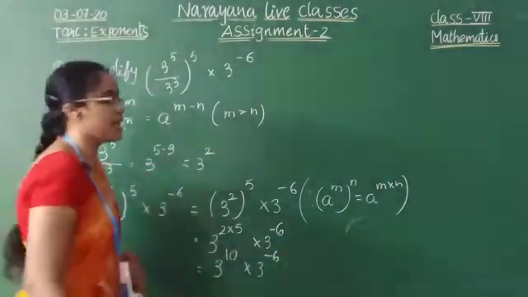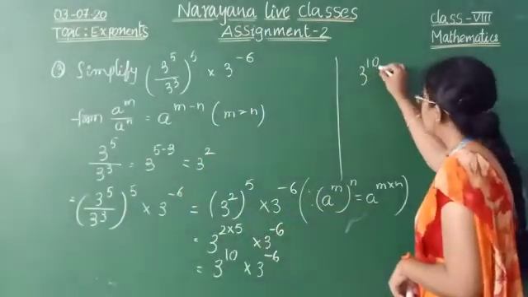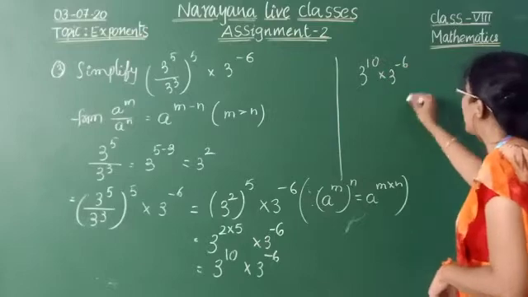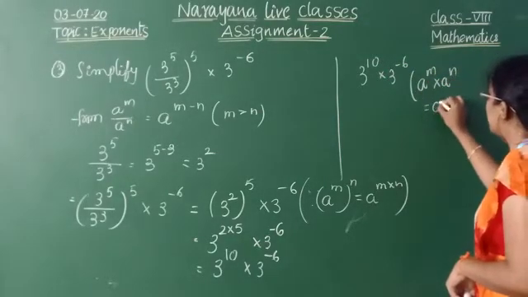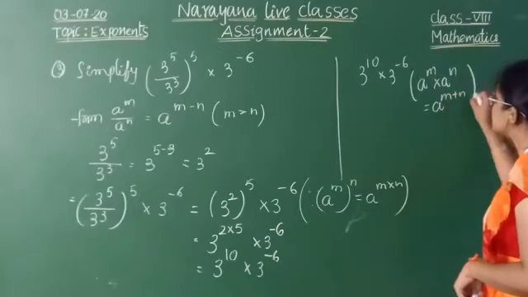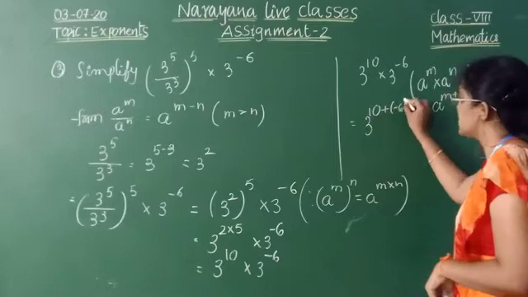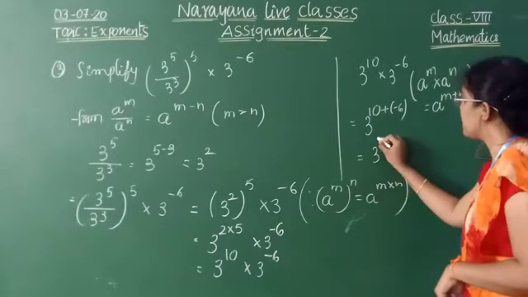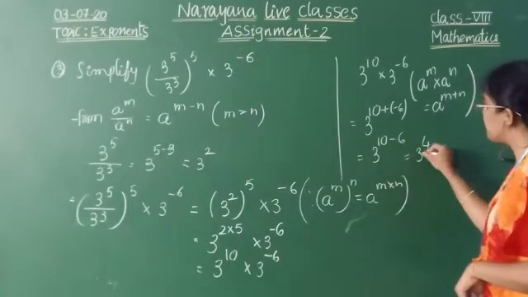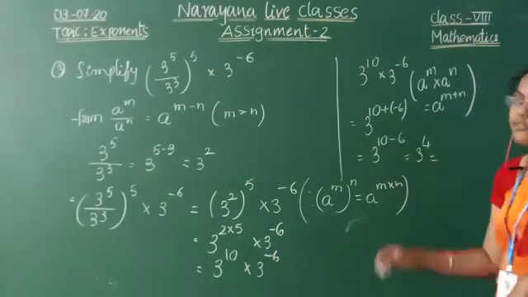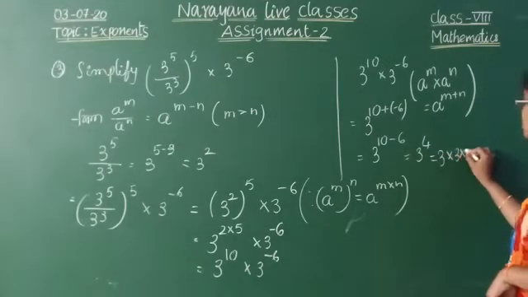This one we have taken as 3 power 10 into 3 power minus 6. We have the form of A power m into A power n, which is A power m plus n. By using this formula, we take 3 power 10 plus minus 6. So 3 power 10 minus 6 is 4. So 3 power 4 we have to expand: 3 into 3 into 3 into 3.